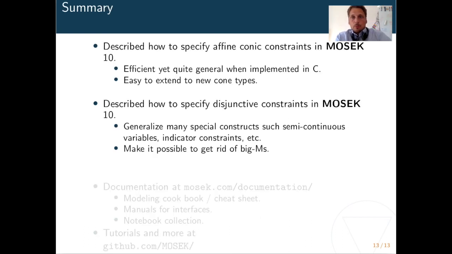So to sum up, the two big new things in MOSEK 10 will be affine conic and disjunctive constraints. Affine conic constraints are more general than what the interface offered before, and everything is nicely implementable in C. And also adding new cone types in the future is not a problem. Disjunctive constraints are very general and let the modeler get rid of big M's whenever that is desired.